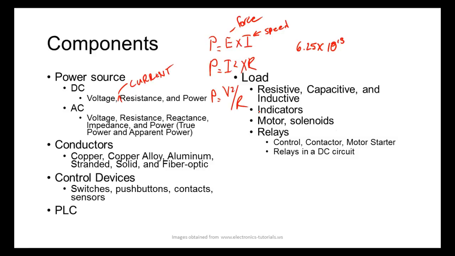Now in AC, we also have current, and we have resistance. But we picked up something else in AC that we don't have in DC. It's called reactance. Anybody know what reactance is?